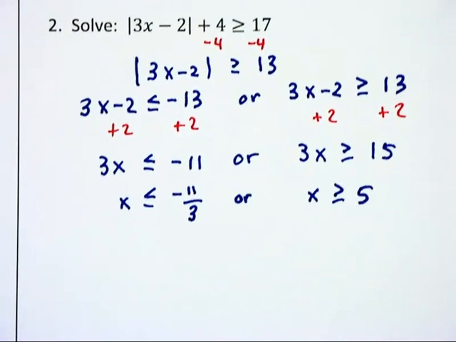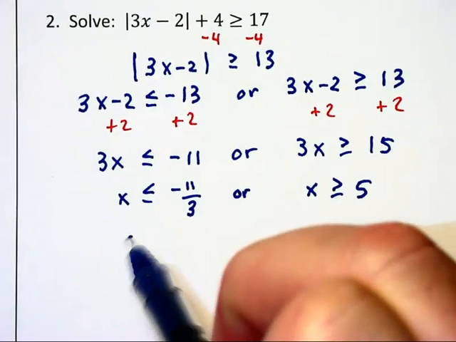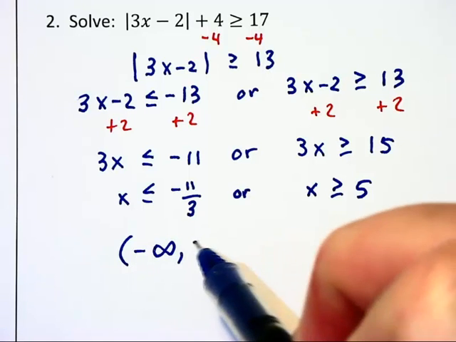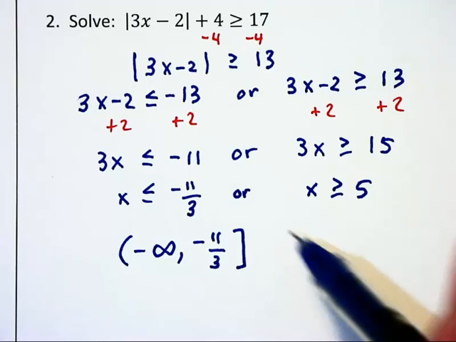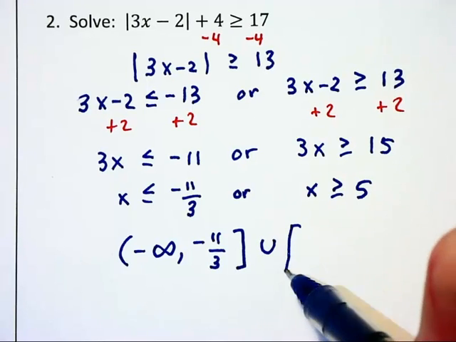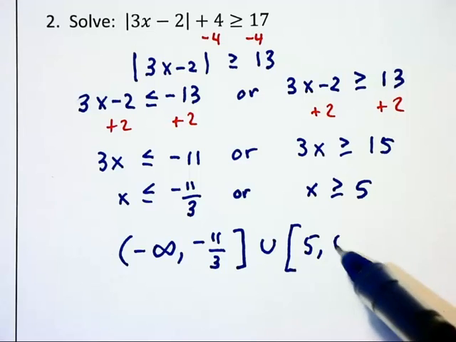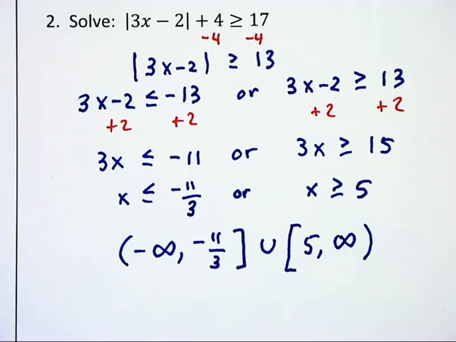Writing this in interval notation, we have negative infinity to negative 11 thirds, inclusive of that right endpoint, united with 5, which we include, on up to positive infinity.